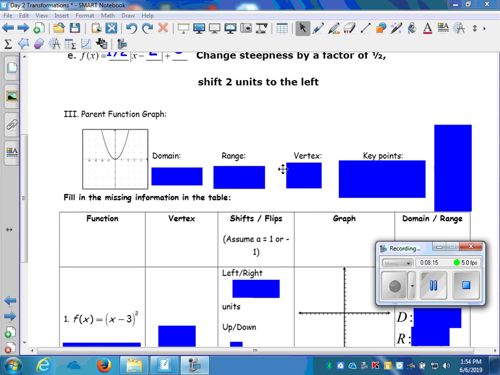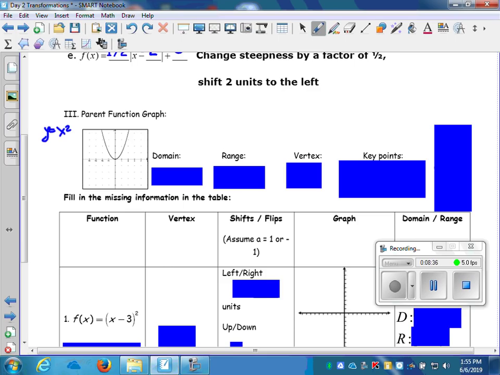Part 3, parent function graphs. So we're going to look at the different characteristics of each type of parent function for the quadratics and the absolute value. This first picture is of the parent function y equals x squared. And so we're going to look at different values like domain and range and the vertex.